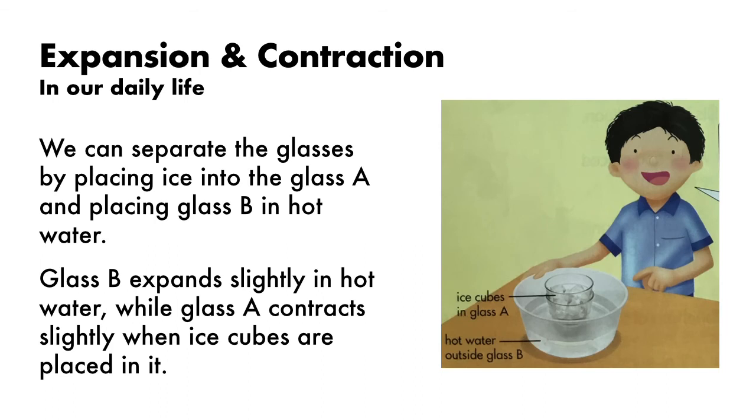So we're going to use heat. What we need to do is place ice into the inner glass A, and then submerge the outside of the two glasses, which is glass B, in hot water. Glass B, in contact with the hot water, expands and becomes bigger. Glass A will contract and become smaller because it's in contact with the cold ice.